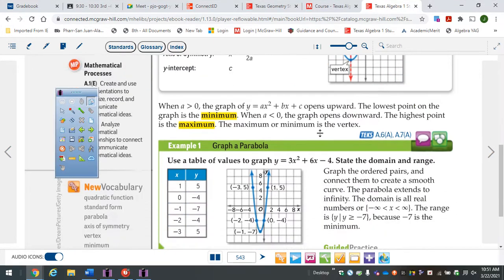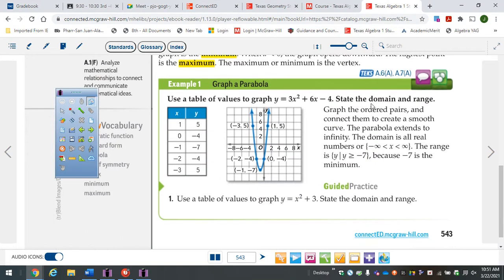So there's some key things I want to go over here. I want to go ahead and get the domain and range. Now, this one here, I don't know how you want to do this one. There's so many different ways of doing it.